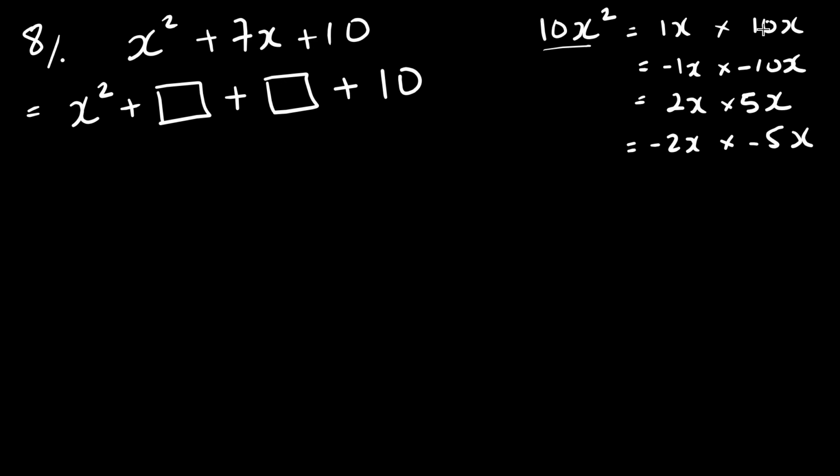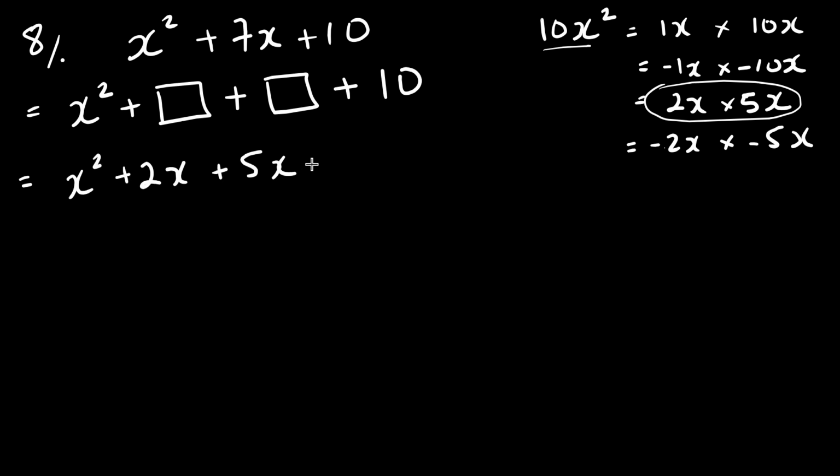Now, do any of these sum to what we want? Well, 1x and 10x when summed give us 11x. Negative 1x and negative 10x when summed give us negative 11x. Negative 2x and negative 5x when summed give us negative 7x. But I'm sure you already know and notice 2x plus 5x give us 7x. So I could write this as x squared plus 2x plus 5x plus 10.